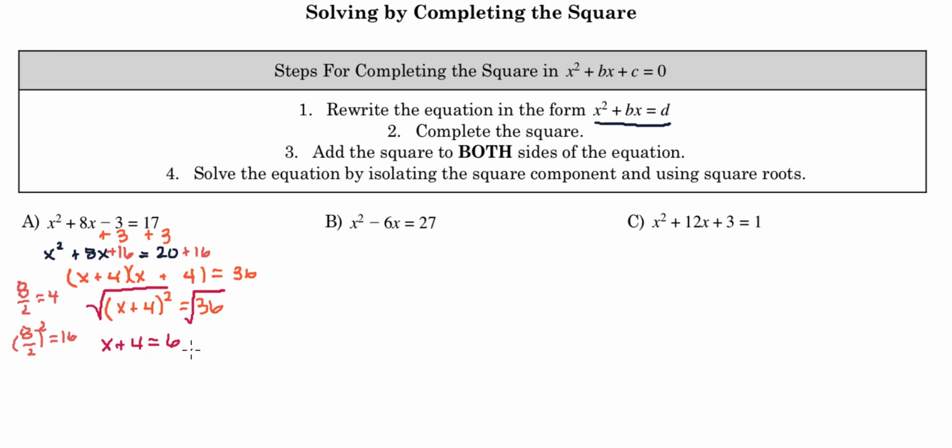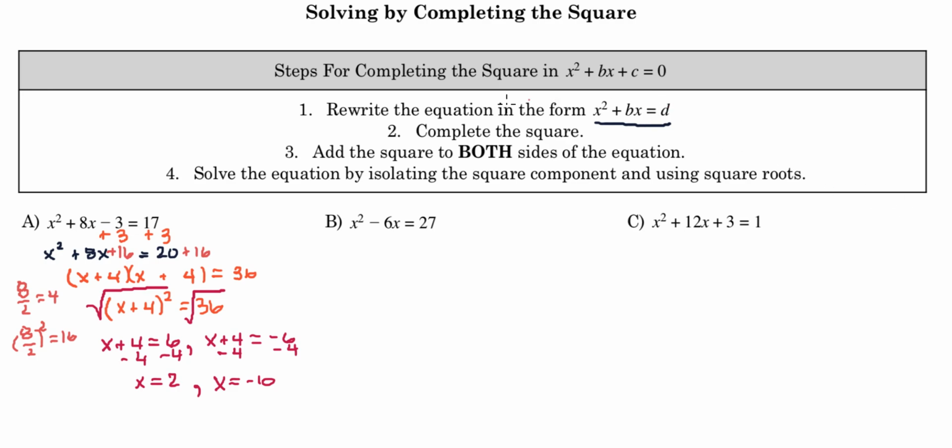But we have to remember we need both versions of the square root of 36, which means x plus 4 not only equals 6, but also equals negative 6. We subtract the 4 from both sides of the problem, and we get x is equal to 2. But there is an additional answer, so we have to subtract the 4 over here, because there's a secondary equation, and we get x equals negative 10. And there's our answer for question A. All right, let's try the same thing for problem B.